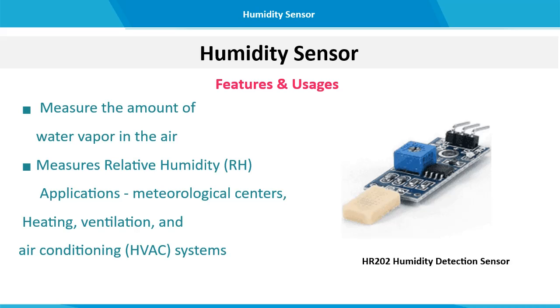They are usually found in HVAC systems. HVAC means heating, ventilation, and air conditioning. They are also used by meteorological centers to report and predict weather conditions.